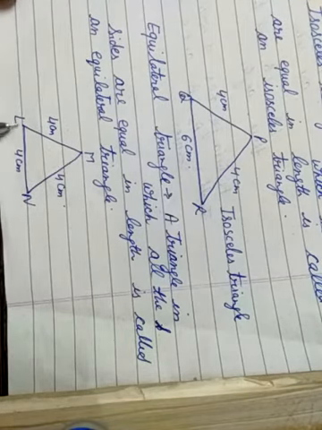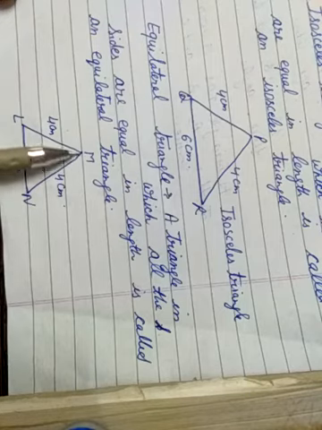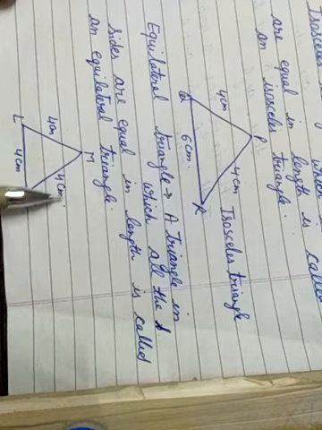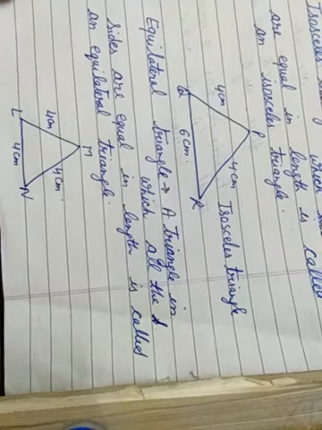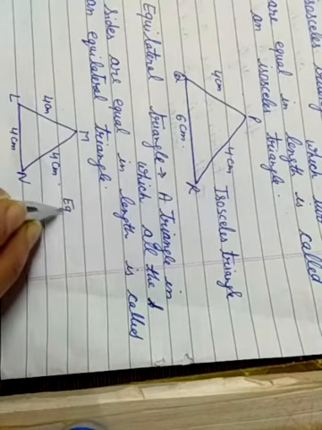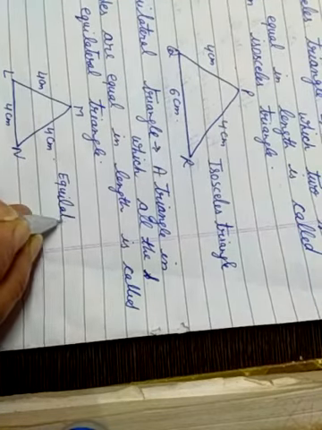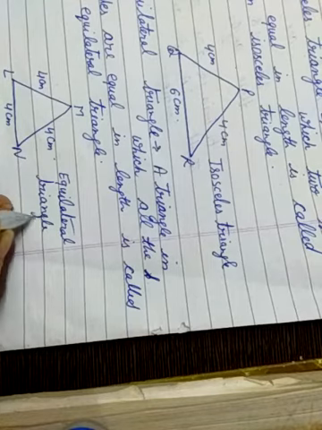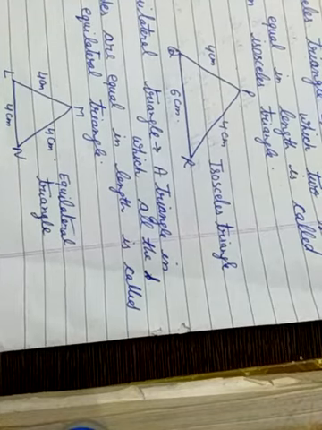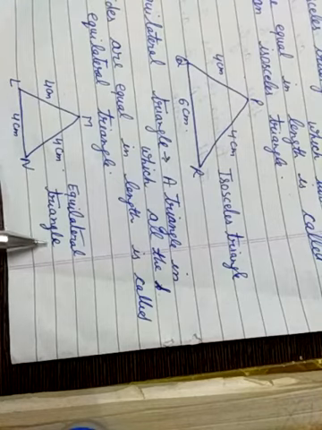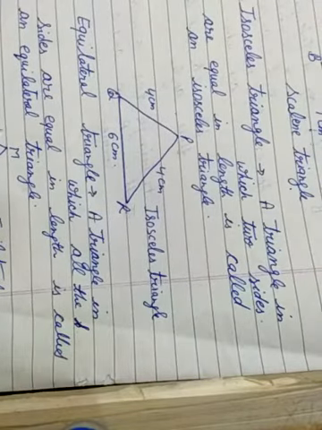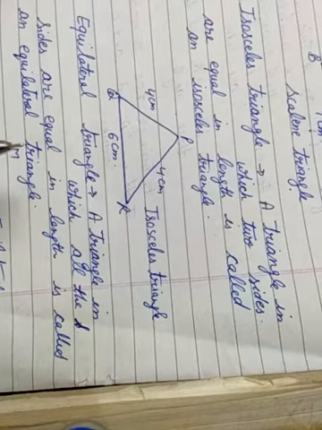It is triangle MLN. Its first side ML is 4 centimeter, MN 4 centimeter, LN is 4 centimeter. All the sides are equal in measure. So it is called an equilateral triangle. What is the name of this triangle? Equilateral triangle. Clear everyone?